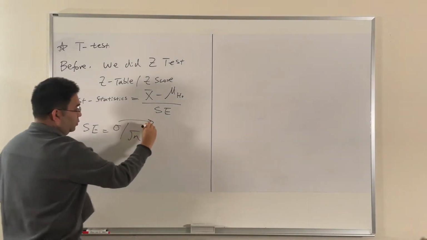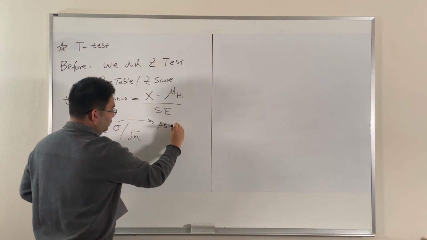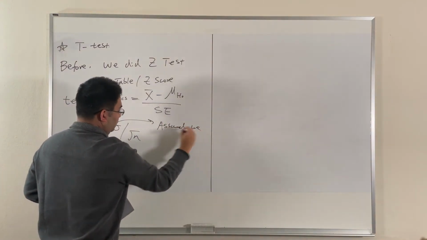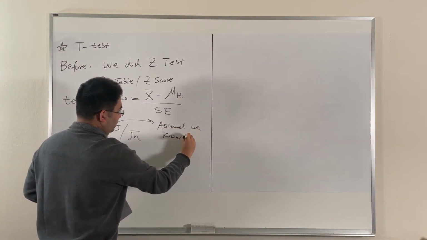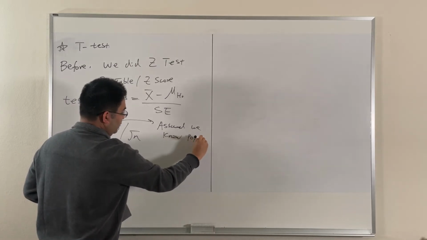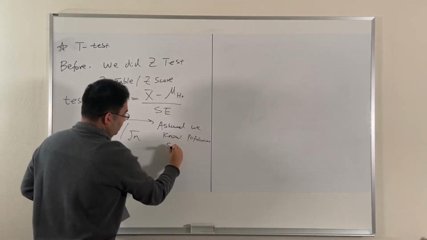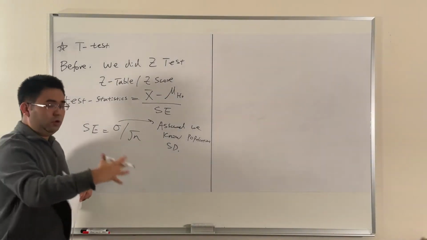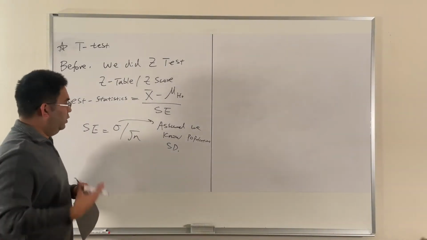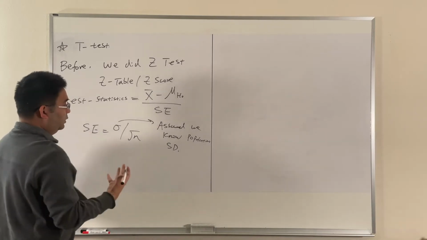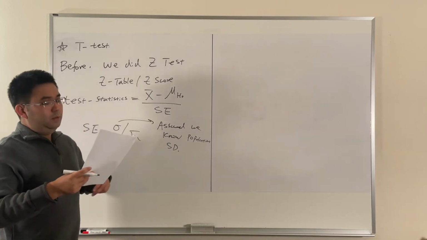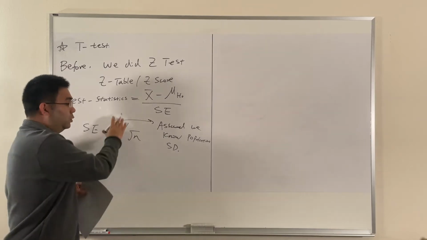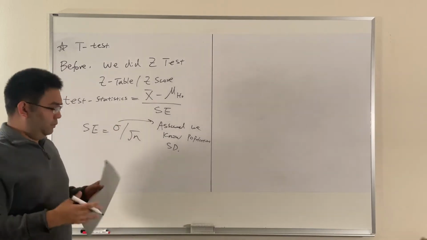And here we assumed we know the population standard deviation. This is the same as what we did when we learned how to construct a confidence interval. We first assume that we know the population standard deviation, but in real life, we don't know this.